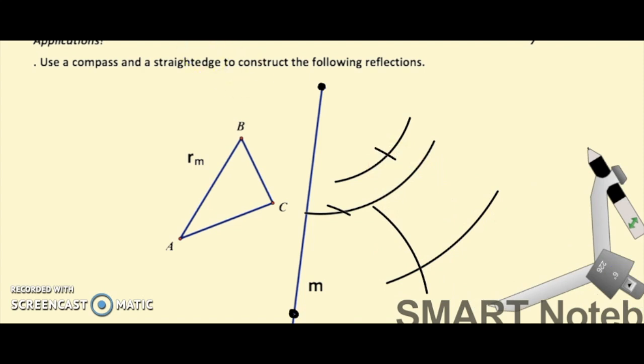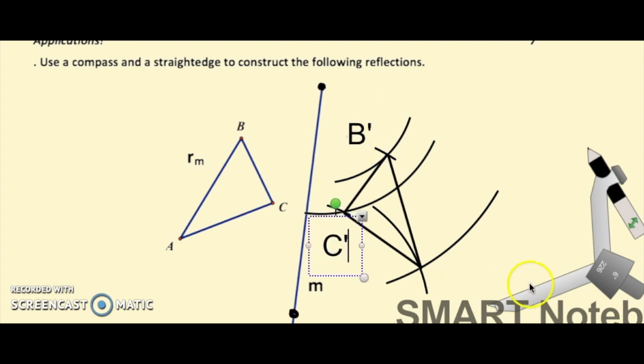So now using a straight edge, I can connect those 3 points, and this is what my image will look like after reflection. And you want to label those with primes. So top one would be B prime, this one would be C prime, and the bottom one would be A prime.